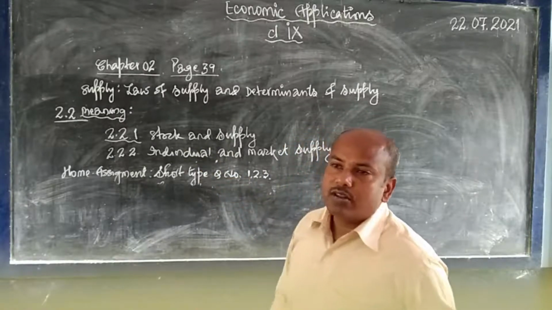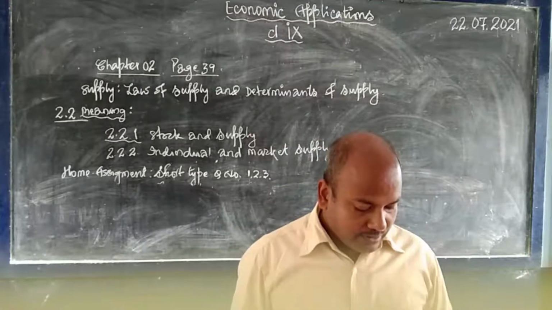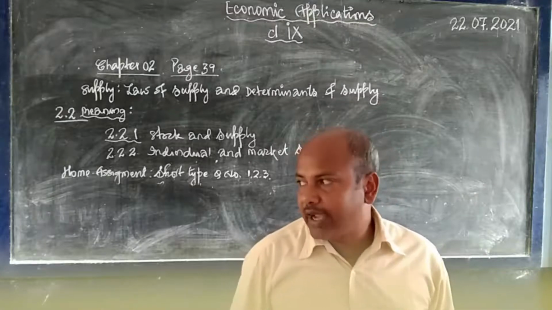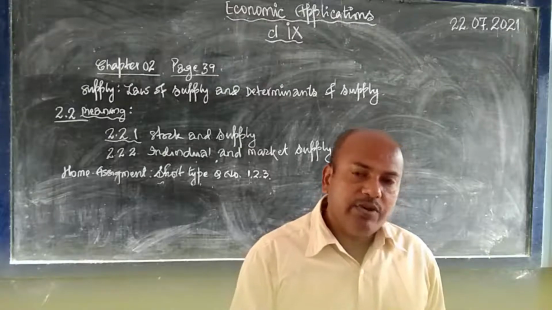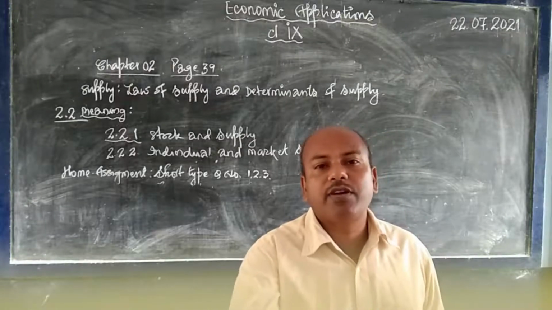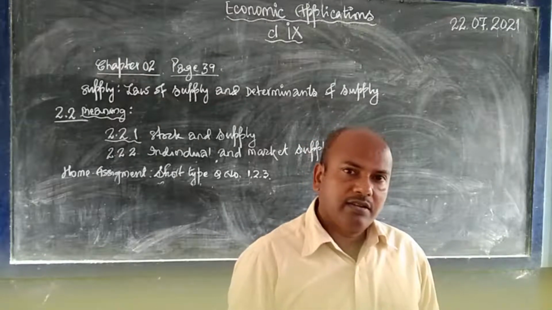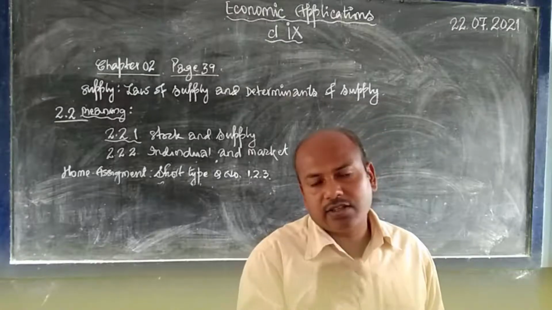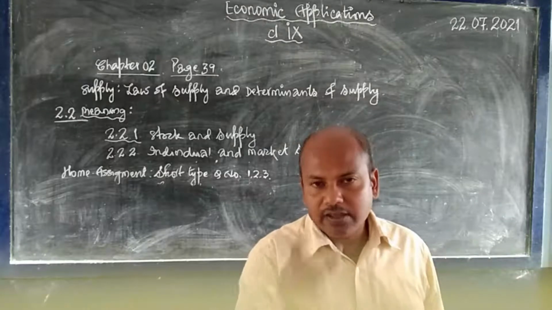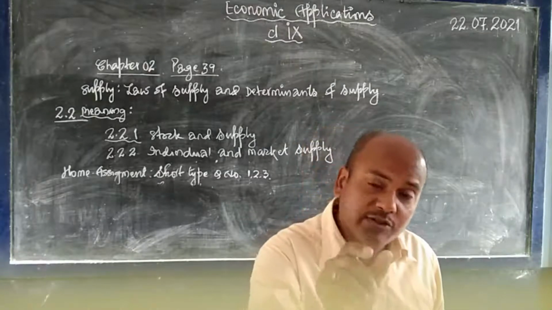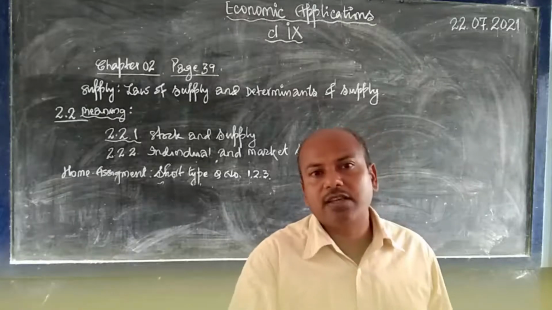Stock refers to the total quantity of a commodity available with the producer at a given point of time. At a given point of time, this phrase is very essential. If you don't mention this, then again it is not a stock. Stock when? This year, now, today, last year, when? At a given point of time, this time factor has to be mentioned. So stock is the total quantity of a commodity with the producer at a given point of time.